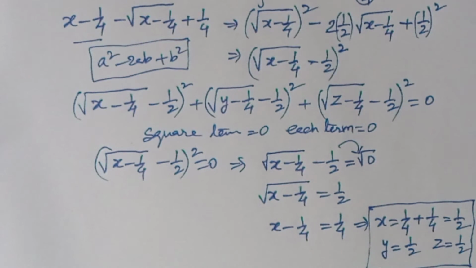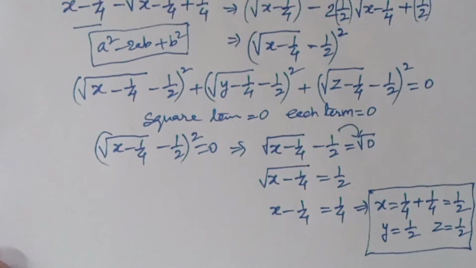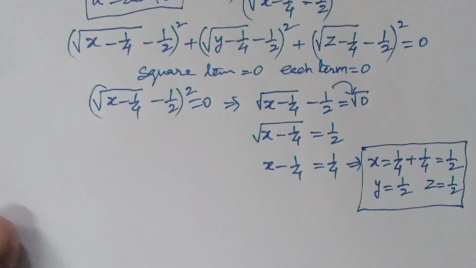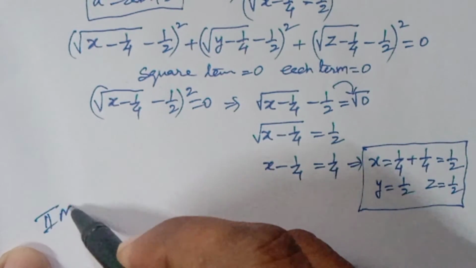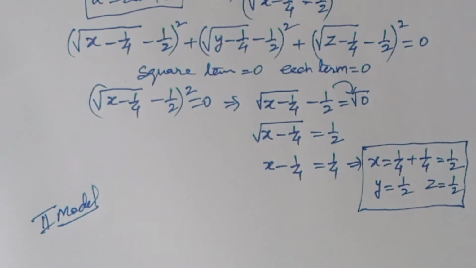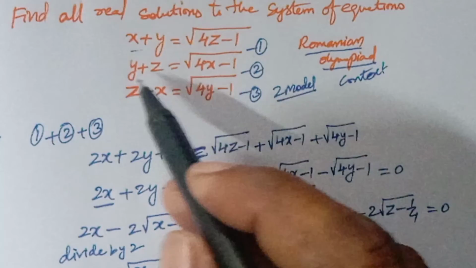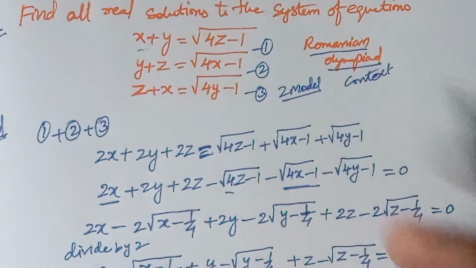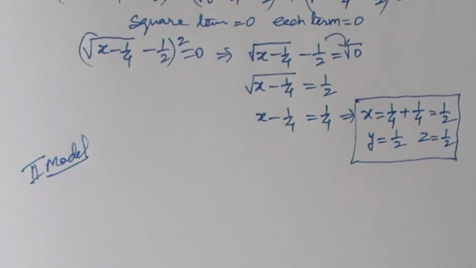This is one model. If you go to the second model, there is a time factor, so listen up to the end. Second model, this is also very, very important. What you have to do is square and add all the terms. Square and adding the terms, I am writing directly due to time factor.